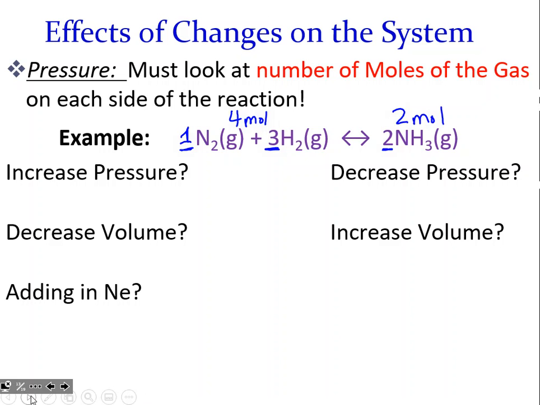So if we increase the pressure here, which way is it going to proceed? It's going to proceed towards the products. Exactly. The products have the less number of moles, so it's going to go to the side with the least number, shifts towards the products. Okay?